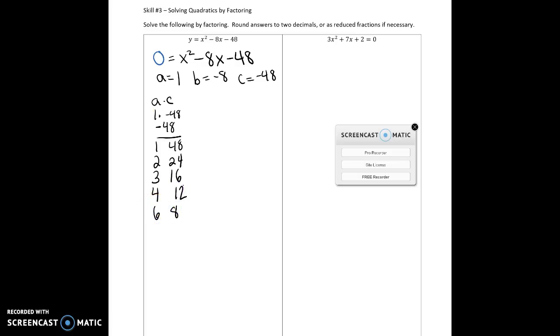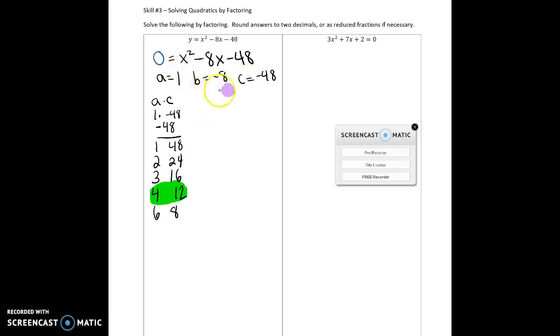So now if we look at all these different combinations, that could get me 47 or 49. That could get me 26 or 22. That could get me 19 or 13. Oh, well, this one could get me an 8. So this is my combination that I need to use.